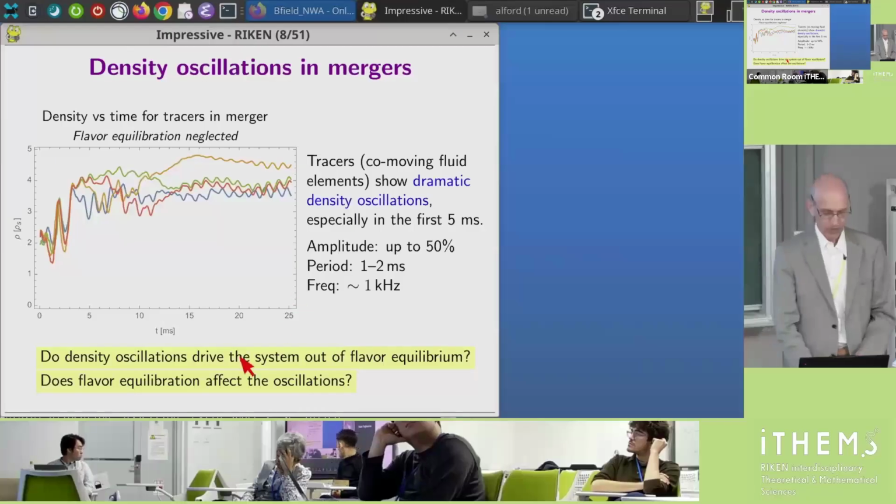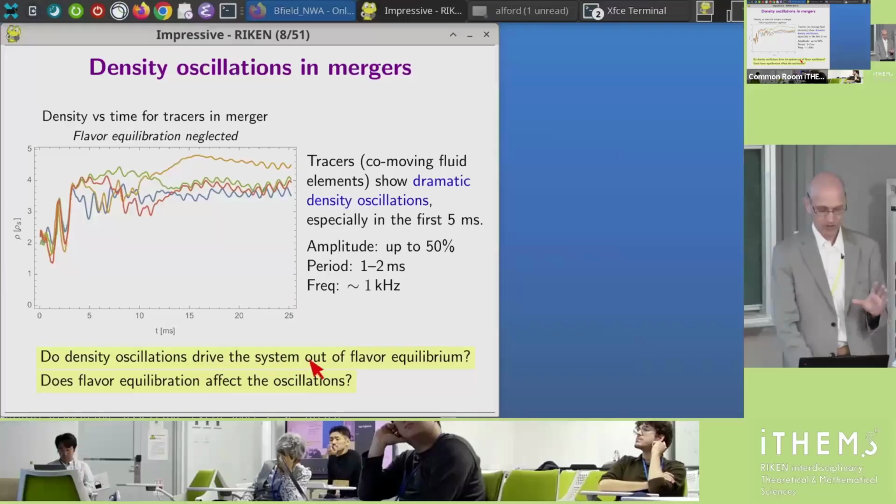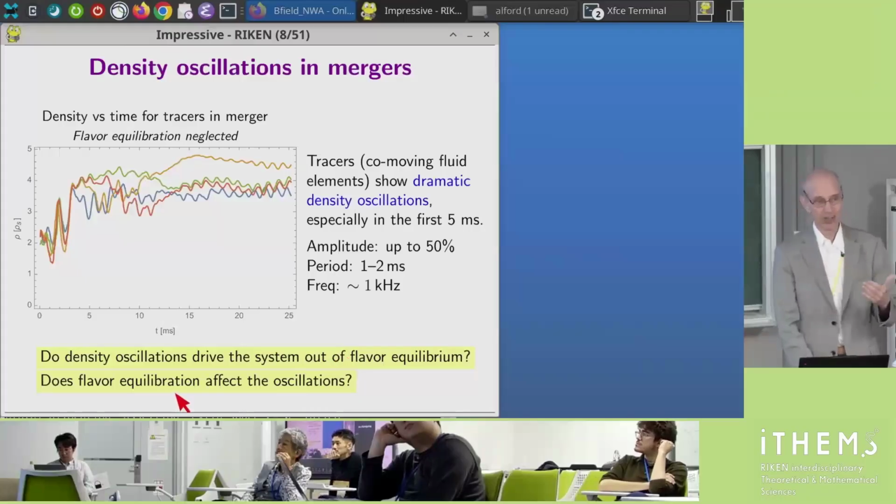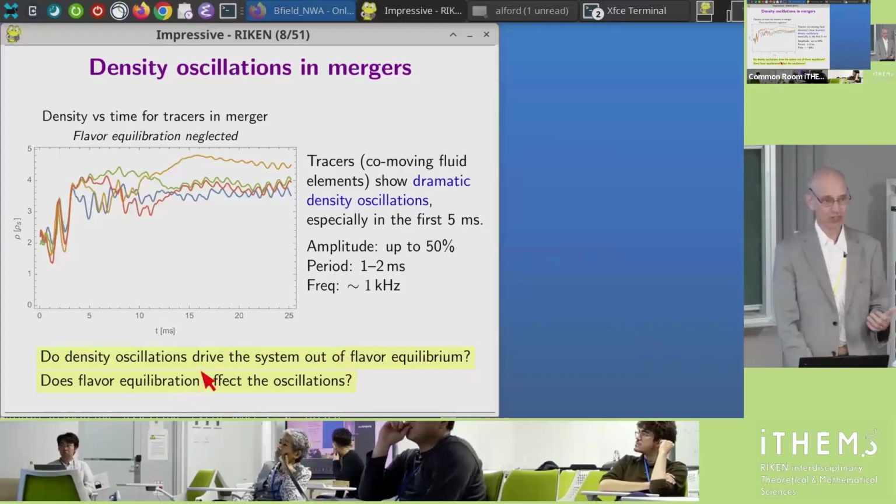So the questions I'm going to be asking here are: do these density oscillations drive the system out of flavor equilibrium? And does the system trying to get back into flavor equilibrium in turn affect those oscillations?